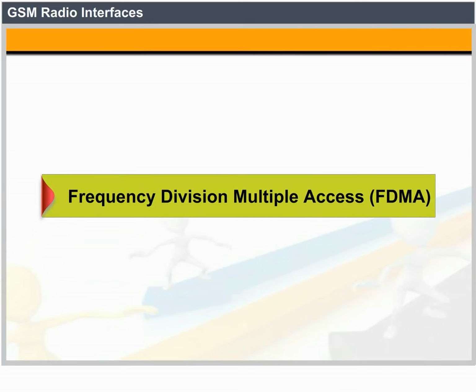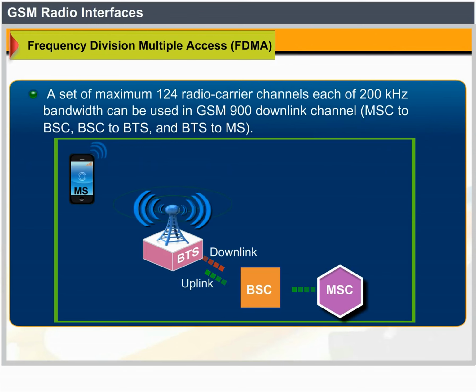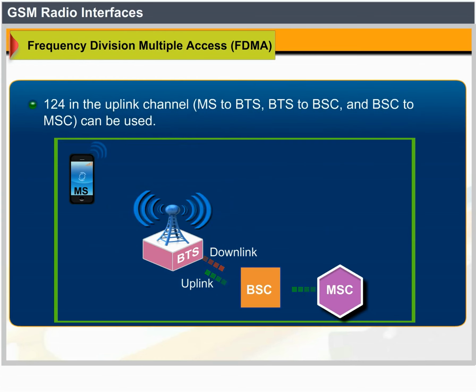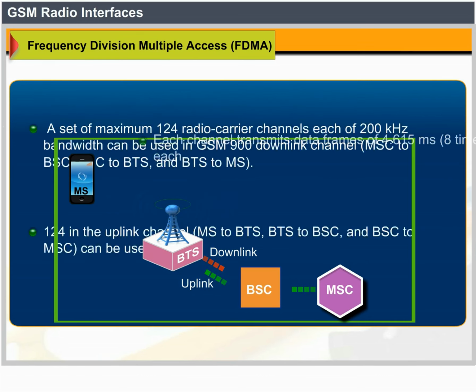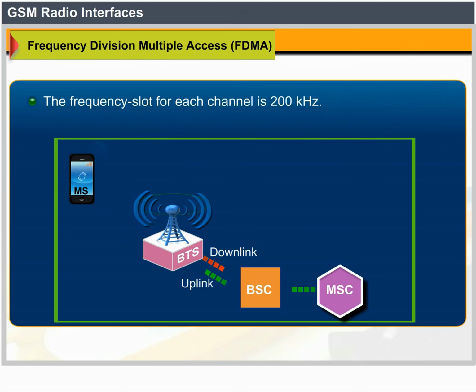Frequency Division Multiple Access, FDMA. A set of a maximum of 124 radio carrier channels, each of 200 kHz bandwidth, can be used in the GSM 900 downlink channel, MSC to BSC, BSC to BTS and BTS to MS. 124 channels in the uplink, MS to BTS, BTS to BSC and BSC to MSC, can be used. Each channel transmits data frames of 4.615 ms, 8 time slots each. The frequency slot for each channel is 200 kHz.